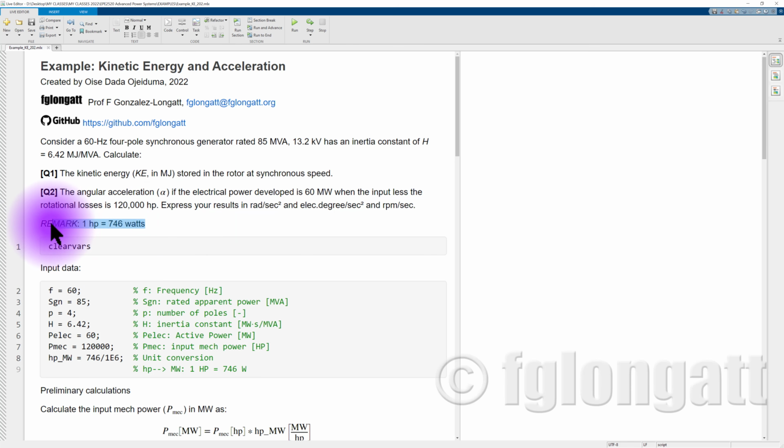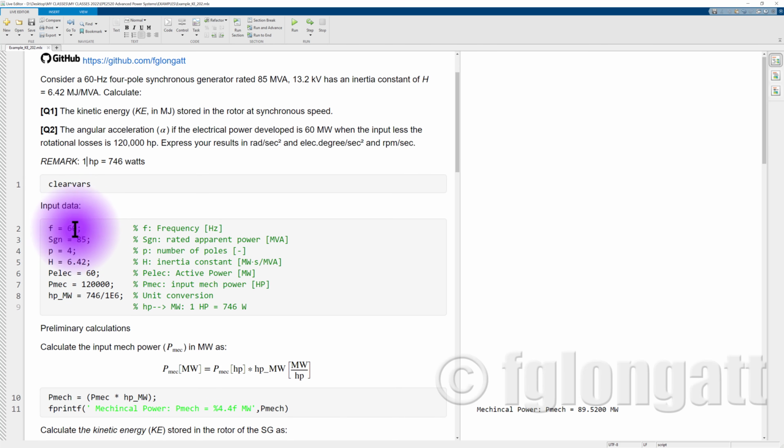Here I have included this remark, but this is for my YouTube users, because I know that all my students remember this conversion: 1 horsepower is equal to 746 watts. That is something that everybody must know. Well, let's start the solution.